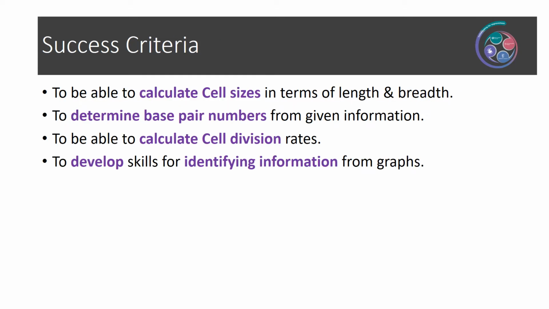In order to achieve this learning intention, we must tick off the following success criteria. To be able to calculate cell sizes in terms of length and breadth, to determine base pair numbers from given information, to be able to calculate cell division rates, and to develop skills for identifying information from graphs.